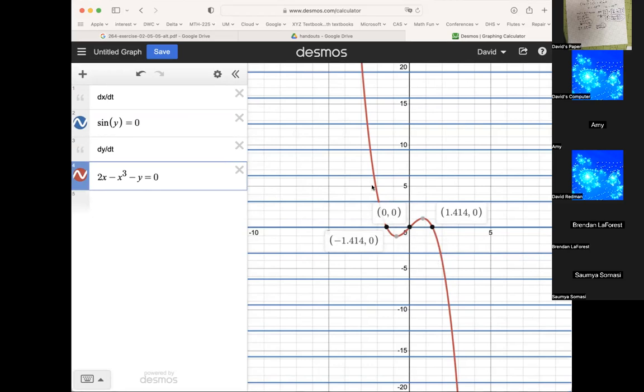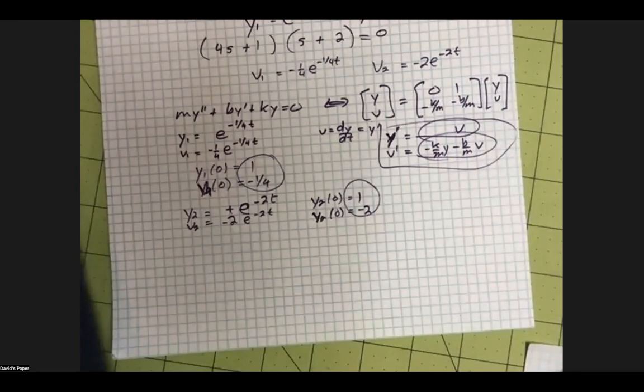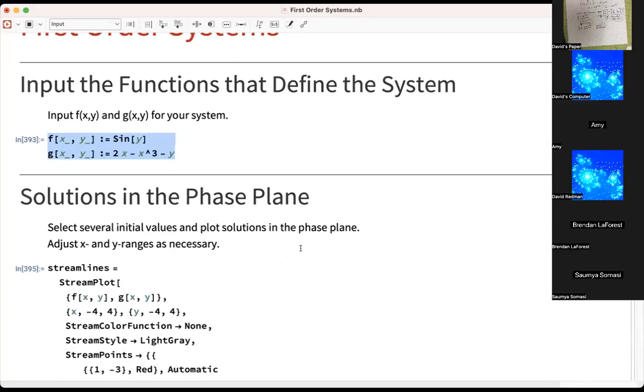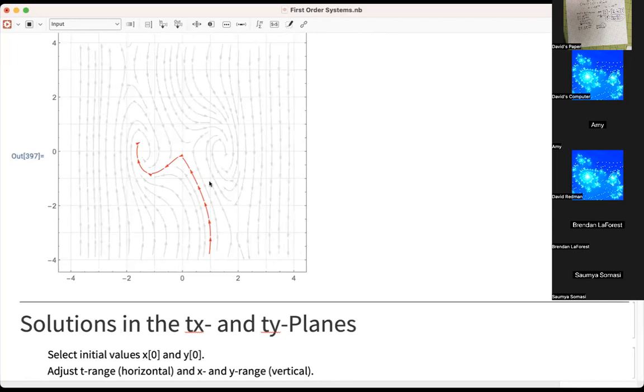But in my Mathematica portrait, I was just looking at minus 4 to 4, minus 4 to 4. I was only seeing this area right in here. That's fair because my initial condition was 1 and minus 3. So I want to see what happens to a boat that starts right there. Let's go back to my Mathematica. So now I kind of see why I have those two things there.